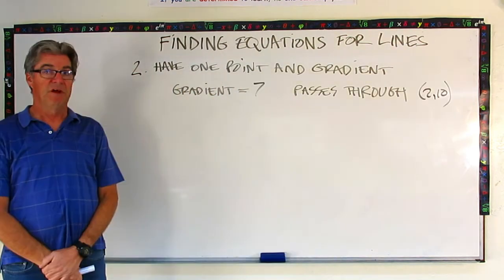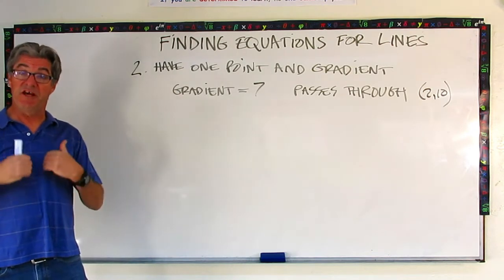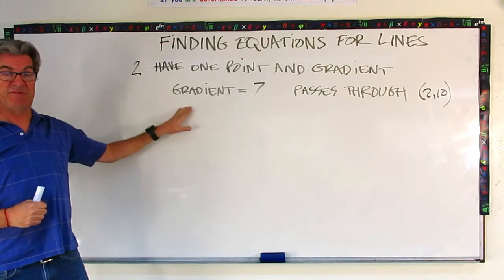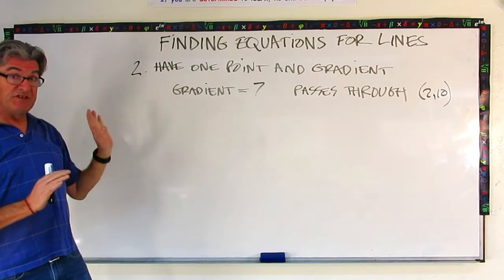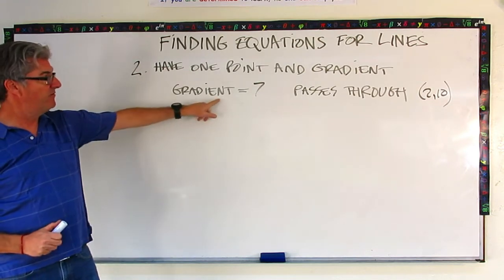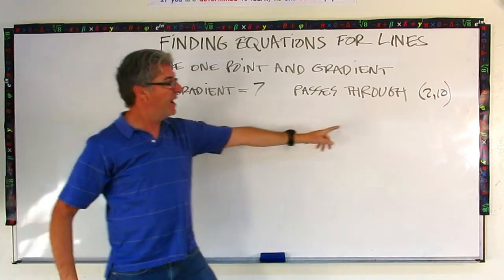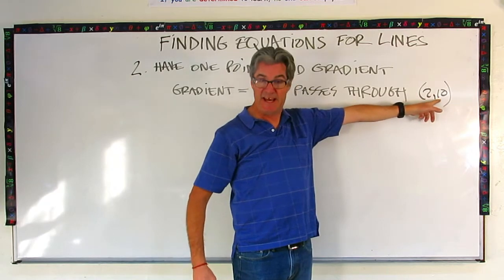Like that. Okay, I would like you to pause the video right now and try this problem. Same as the one we just did. So this time I'm giving you a gradient of 7 and it passes through the point 2, 10.